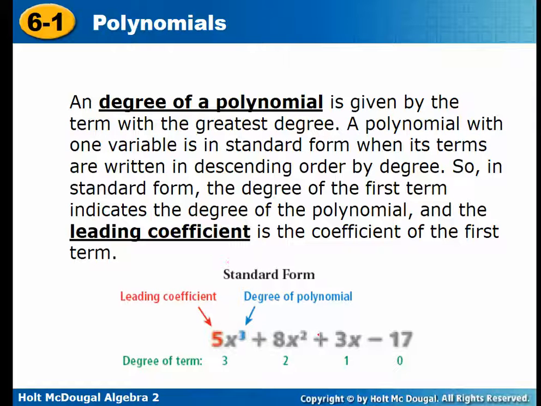And then you can find the degree of each one. The degree of 5x to the third is 3. x to the second, you would have a degree of 2. This would be x to the 1, so that's a degree of 1. And the constant at the end has a degree of 0.